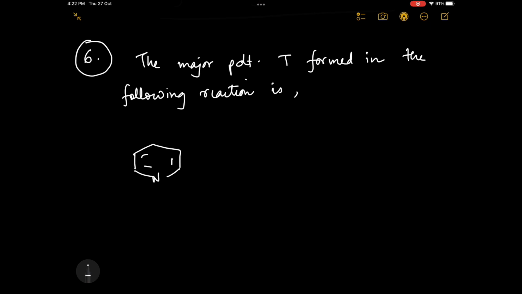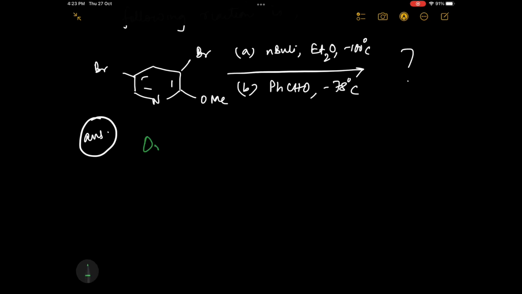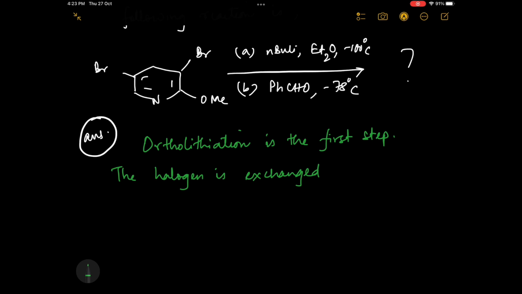What has been given to us is a pyridine molecule with derivatives 2-bromo and an ortho OMe. They have given the reagents as nBuLi, Et2O at minus 100 degrees centigrade, and an aldehyde PhCHO at minus 78 degrees centigrade. As you can understand, in this question ortholithiation is going to happen, where a lithium-halogen exchange is going to take place, where the bromine is exchanged in place of the lithium. This exchange is actually a very facile reaction.